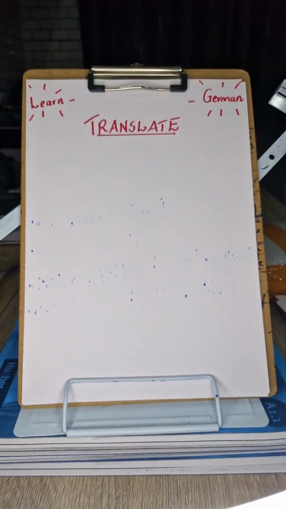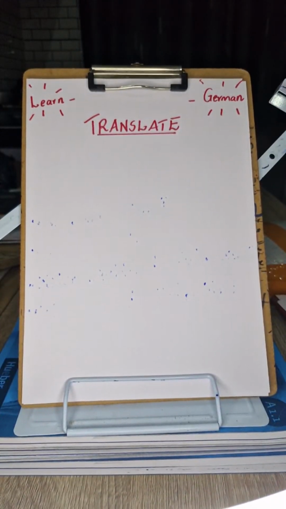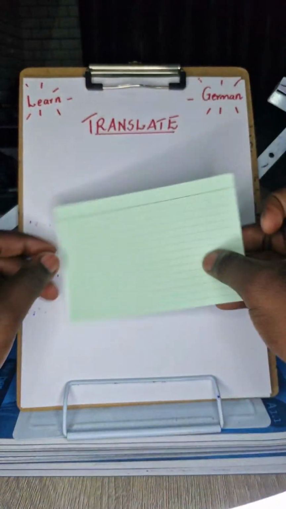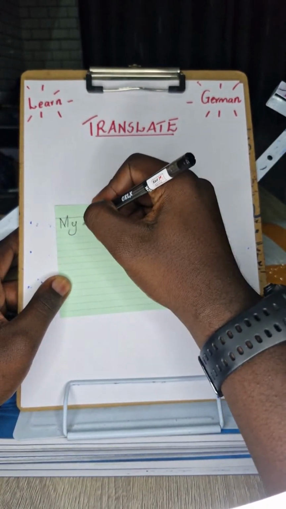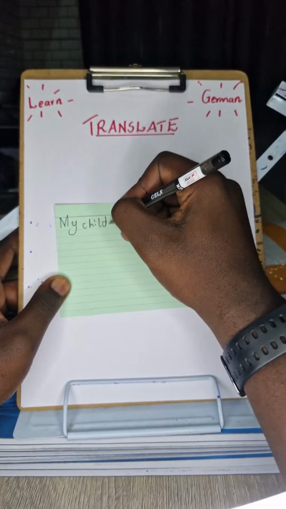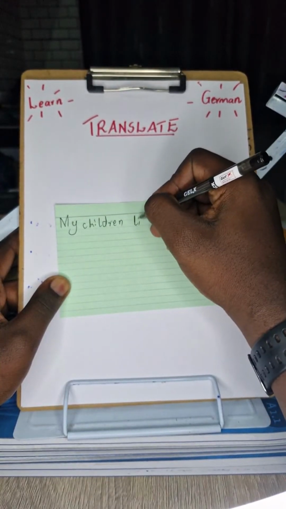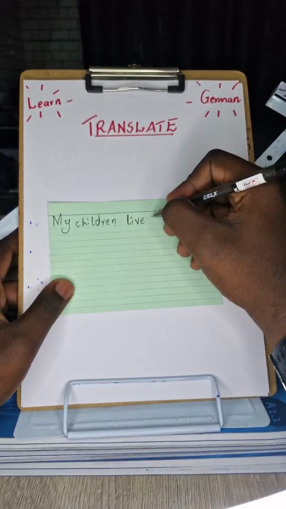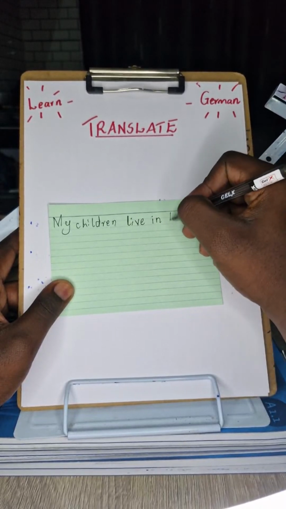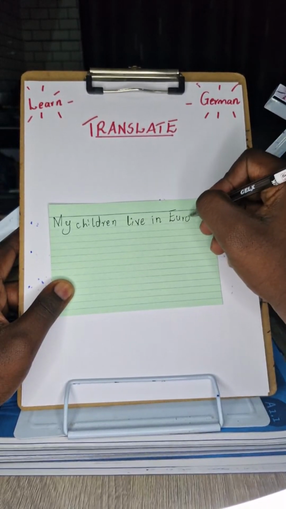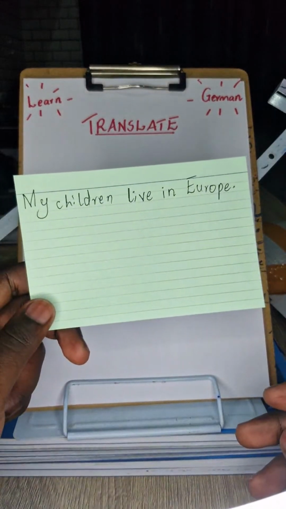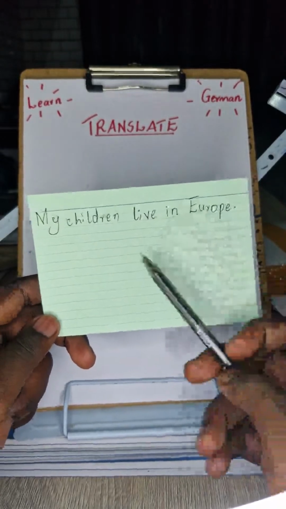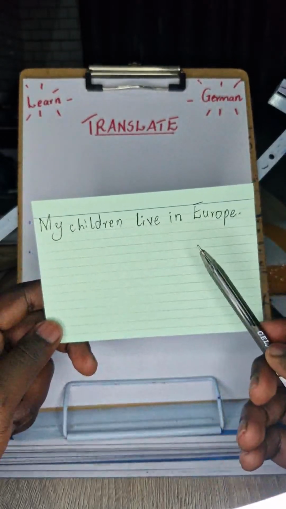Now let's also test on the personal pronouns. Let me bring in some personal pronouns. It says like this: my children live in Europe. So how would you translate this in German? My children live in Europe.